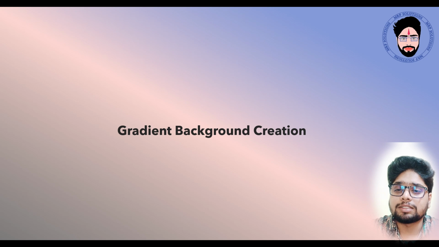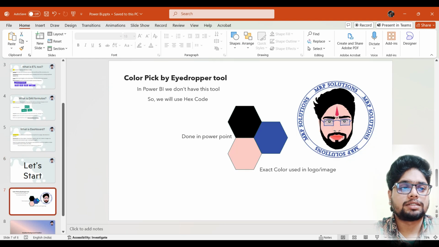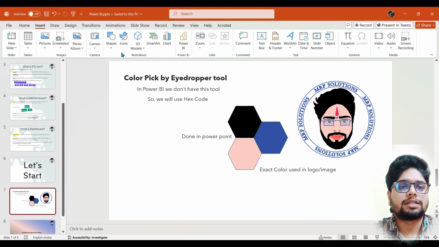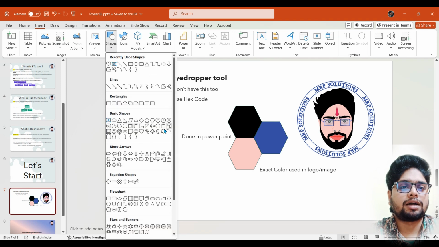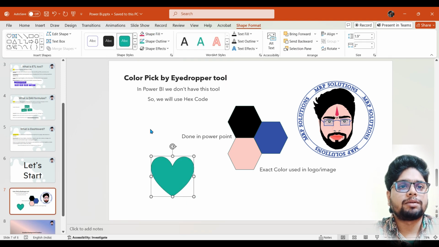So now let's begin. This is my PowerPoint screen, and we are going to apply our first trick, that is color picking from our logo or image. I will go to the slide where my logo is present. Here my logo is present. For picking the color, we'll draw one shape. You can go to the Home tab, or you can also go to the Insert tab. Here, shapes. I will take this heart shape. I will draw this one, and then the Shape Format tab appears.